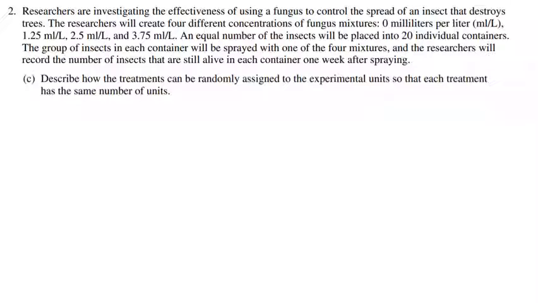All right, part C. Describe how the treatments can be randomly assigned to the experimental units so that each treatment has the same number of units. This is where you would want to go into detail about how you might use a random digit table and explain in detail how you would assign each treatment to each randomly assigned group.